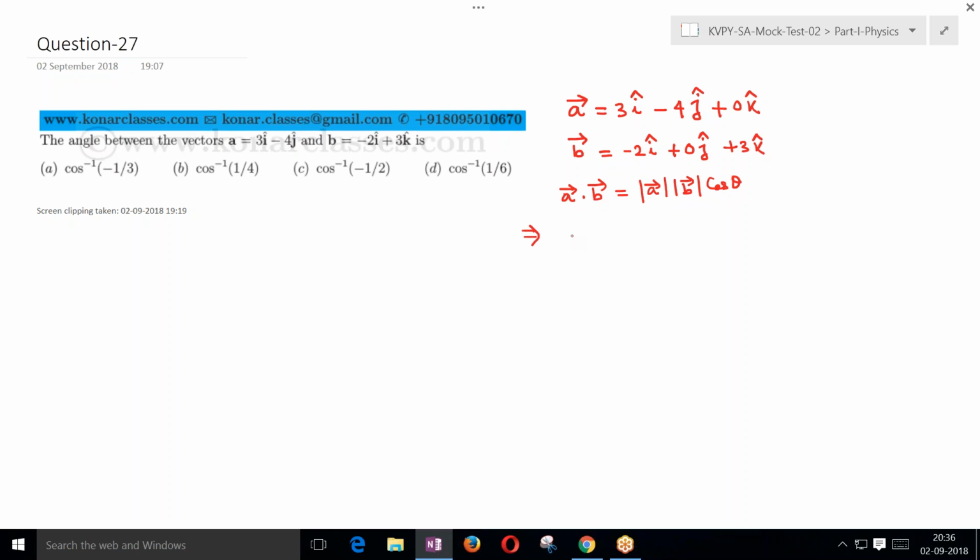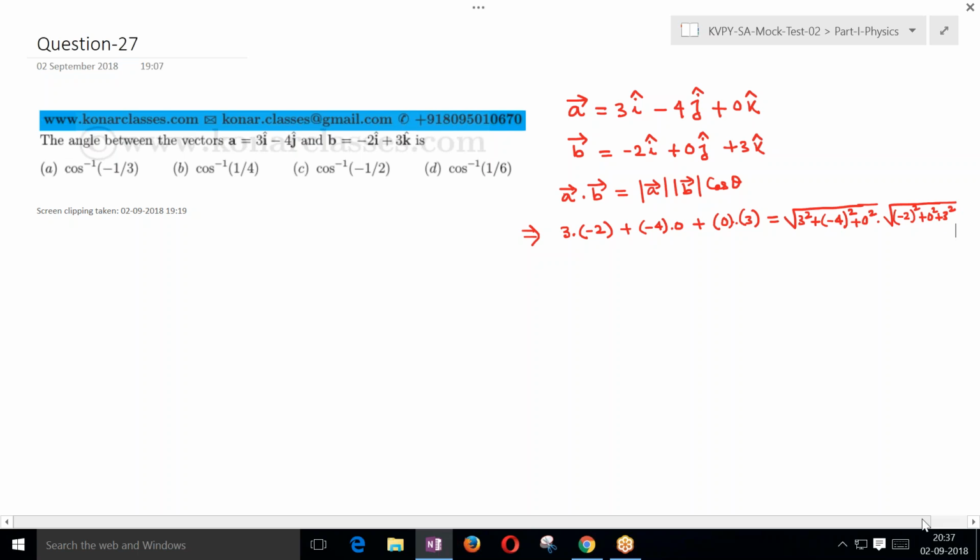So from here, what is A dot B? A dot B is 3 into minus 2 plus minus 4 into 0 plus 0 into 3, which is equal to mod A. Mod A is equal to square root of 3 square plus minus 4, let me write minus 4 properly, minus 4 whole square plus 0 square, into square root of minus 2 whole square plus 0 square plus 3 square, into cos theta.